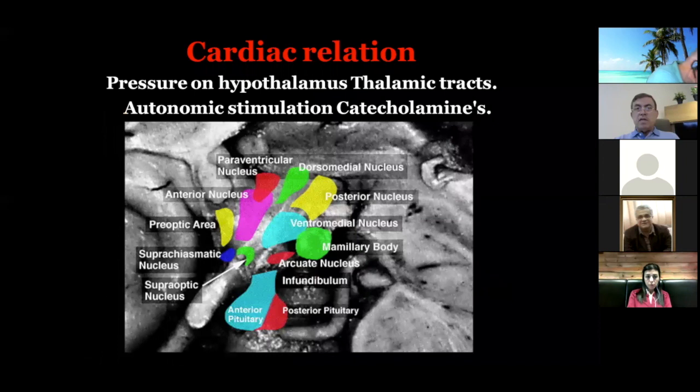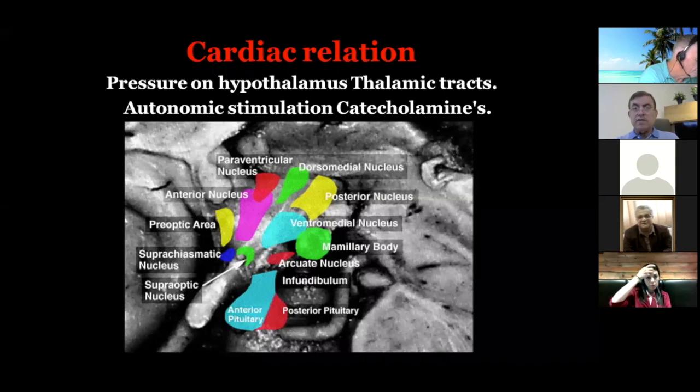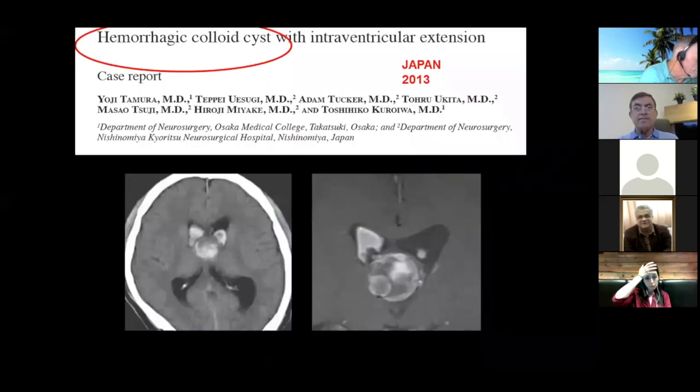The cardiac relation and the cardiac arrest cause is because you are pressing on the hypothalamus with all the nuclei there, which have the vascular centers, and that can cause sudden release of catecholamines and cardiac arrest.